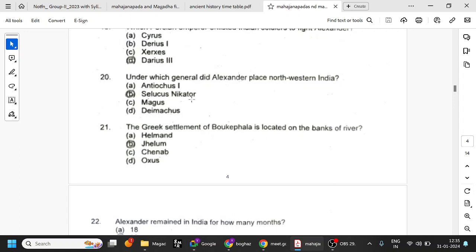So this is also very important. Seleucus Nicator was the general of Alexander who was placed in northwestern India. He was later defeated by Chandragupta Maurya, and Chandragupta Maurya married Helena, who is the daughter of Seleucus Nicator.